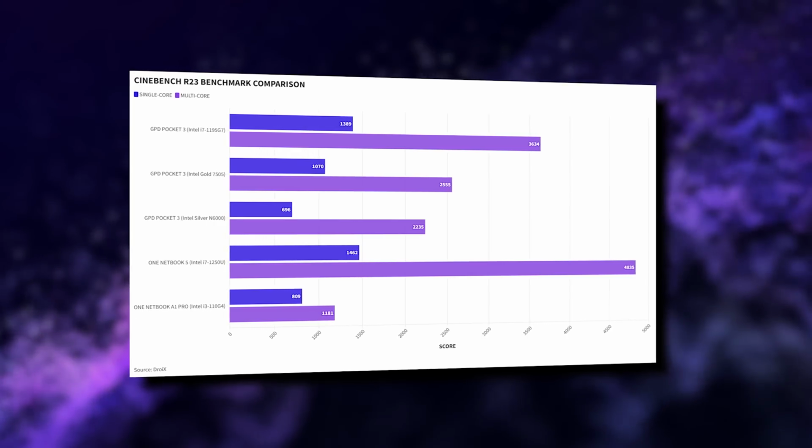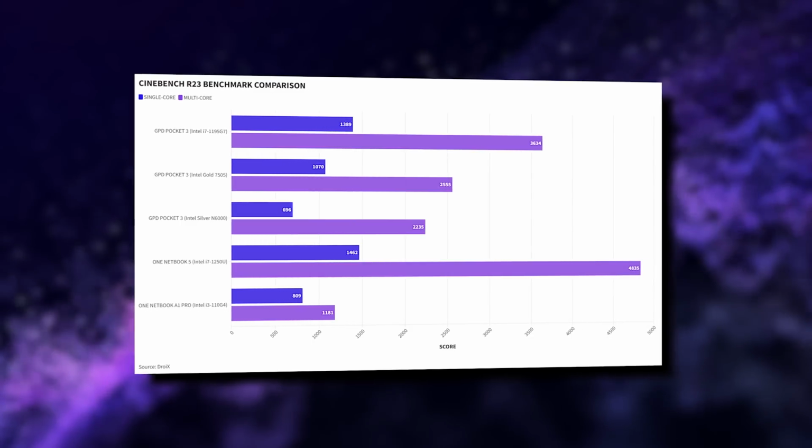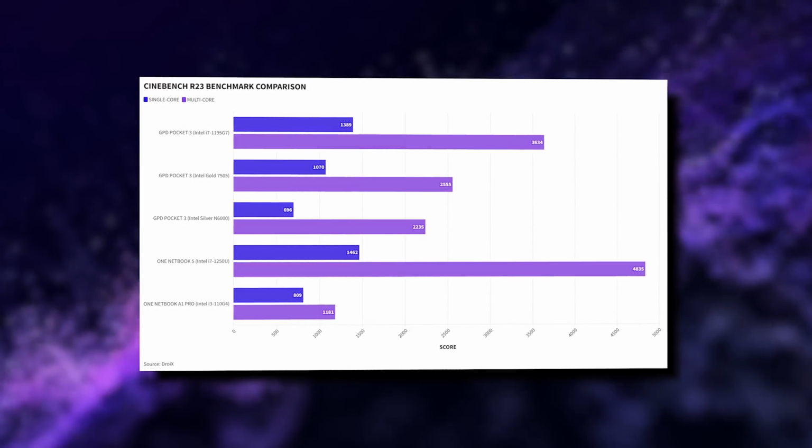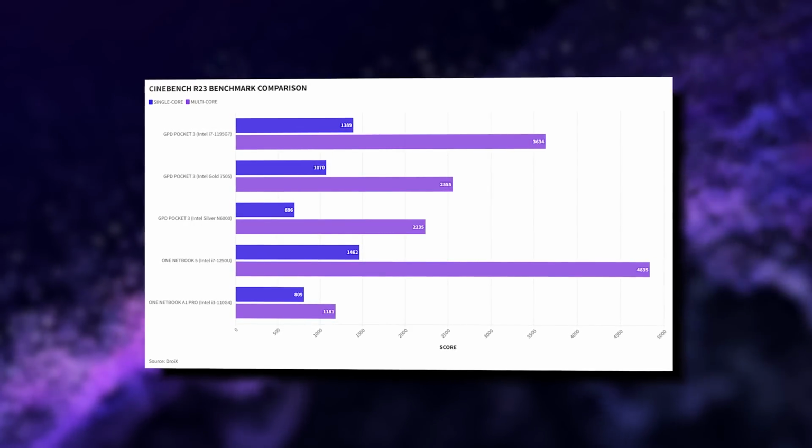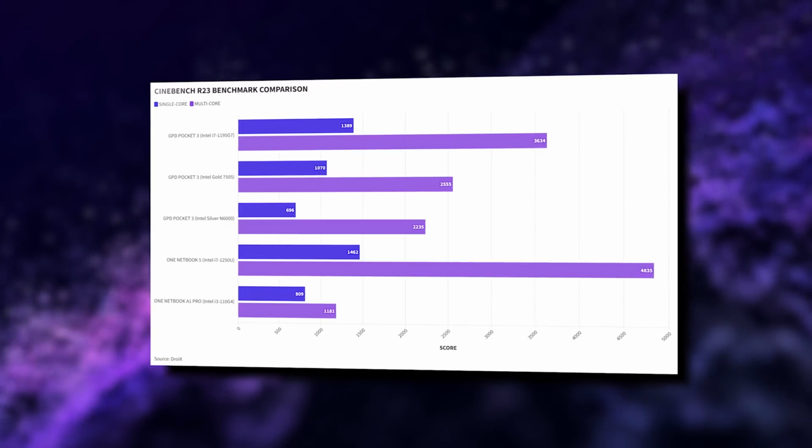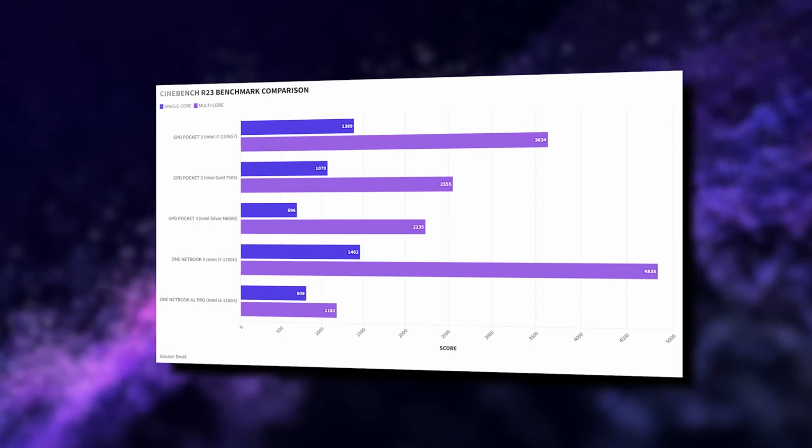In Cinebench R23, we see a fairly good score for the GPD Pocket 3. We have faster single and multi-core performance than the N6000 and A1 Pro models. Again, not as high performance as the i7, which is to be expected.